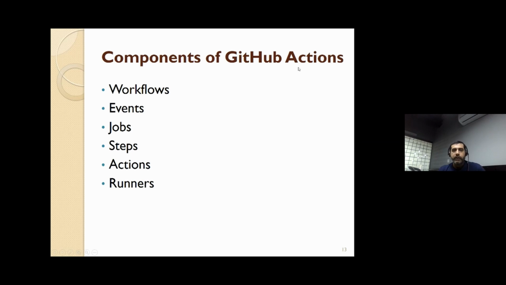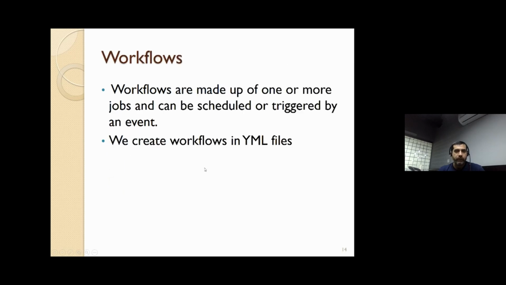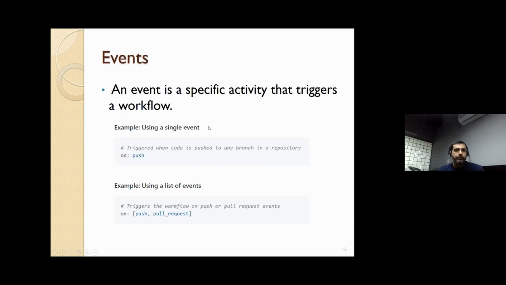So the components of GitHub Actions, we will hear these words: workflows, events, jobs, steps, actions, runners. Workflows: you can create multiple workflows, and we are going to see many workflows in the demos. A workflow is basically a YAML file. If you want to create a workflow in GitHub Actions, you will have to create a YAML file which will have these components. I will show you some samples now.